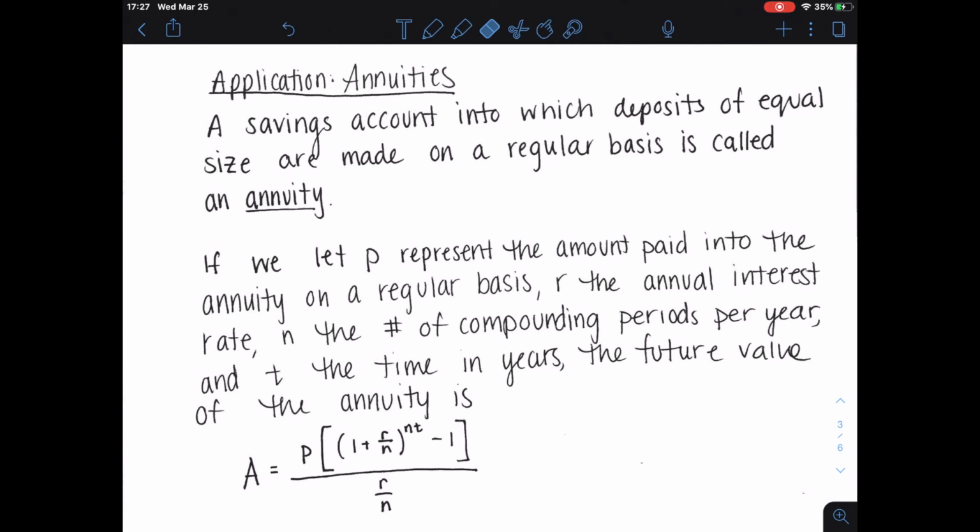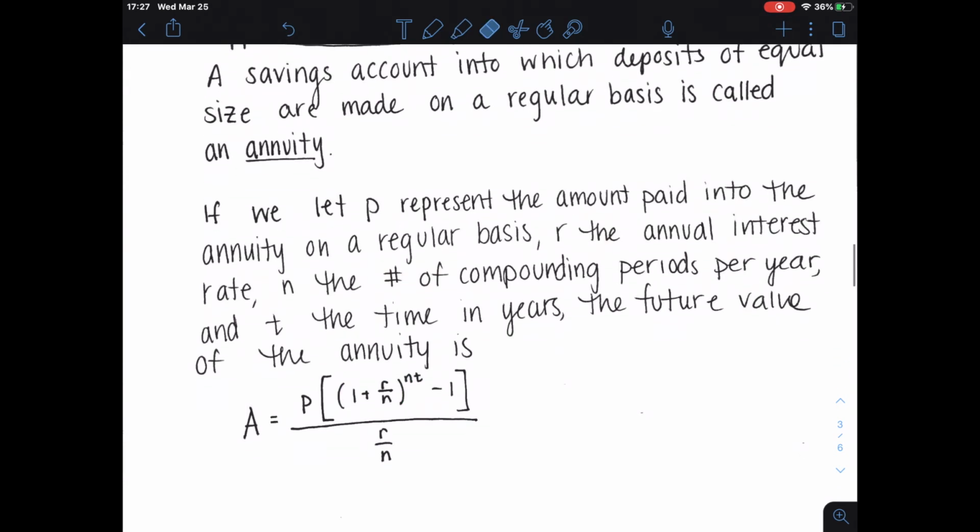R is the interest rate, and it's the annual interest rate, which you want to enter as a decimal. N is the number of times you're going to compound the interest, and T is the time in years. So this formula, the 1 plus R over N to the NT, was how we found the interest when you had it compounded N times a year.